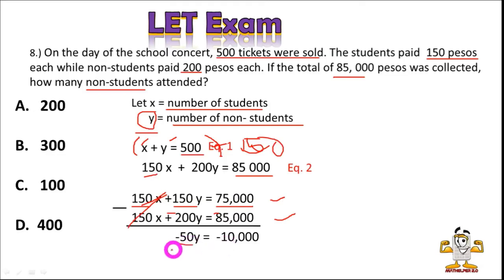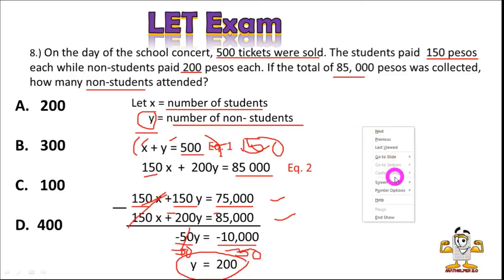So, divide this by negative 50. Yan, negative 50. So, cancel po ito. Negative 10,000 divided by negative 50 is positive 200. So, there are 200 non-students.